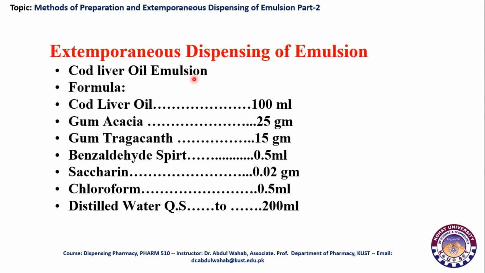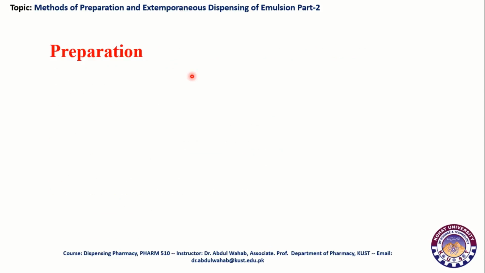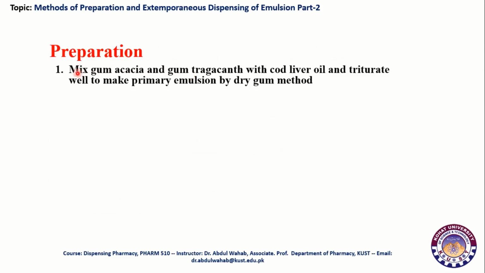If we want to prepare this emulsion extemporaneously, these are the ingredients used in the formulation of cod liver oil emulsion. So how can we prepare such type of emulsion? First of all, mix gum acacia and gum tragacanth with cod liver oil and triturate well to make primary emulsion by dry gum method. So in this case, we mix gum acacia and gum tragacanth with what? With cod liver oil instead of water.